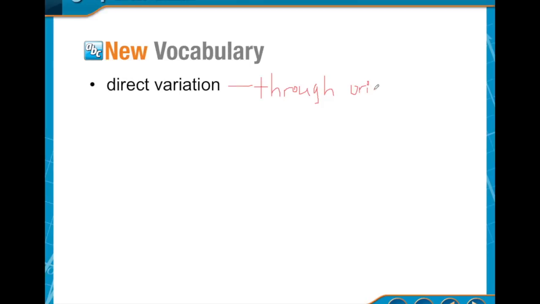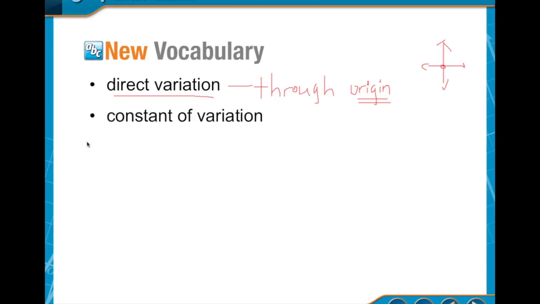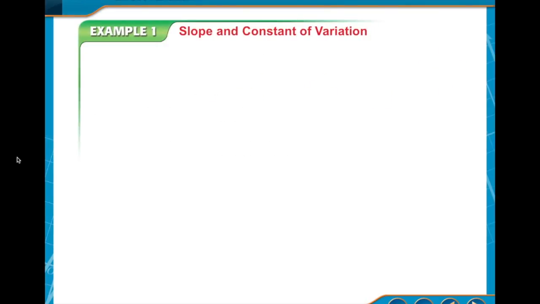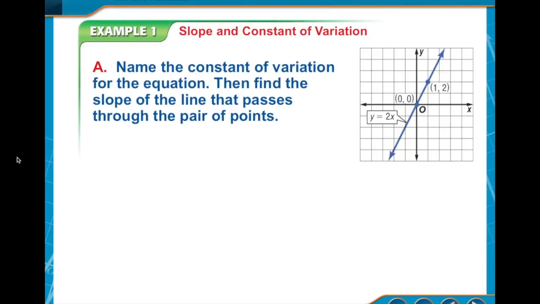Now, if you don't remember what the origin means, origin just means through the middle of the graph. So here's your graph. The origin is this point right in the middle. That's the origin. So every graph that has direct variation is going to go through that point. So it makes it a lot easier to graph. We'll look at a constant that goes with these of variation. We'll talk about some proportionality as well.